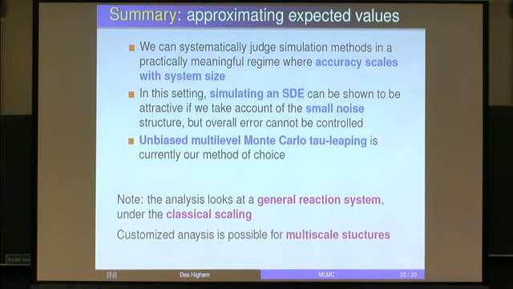Just to emphasize, this is looking at general reactions, so we're not making any specific assumptions about the types of reaction that we're analyzing. This is general in the same way that Mike Giles' original work was general. And it applies in the case where we did the classical mass action scaling to the system. There are many other possibilities. There are many other structures you could think of where you have multi-scale effects in a system, and you could then do appropriately customized algorithms and then also do the corresponding analysis on those.